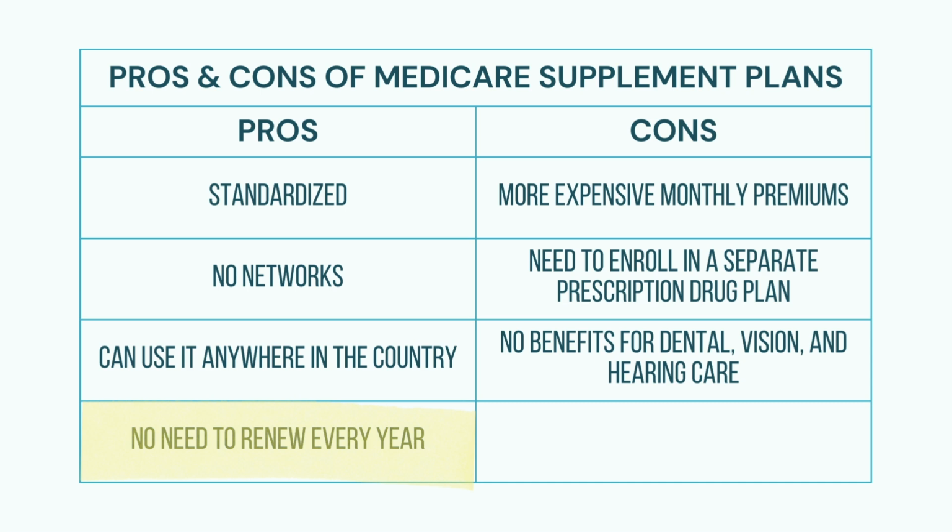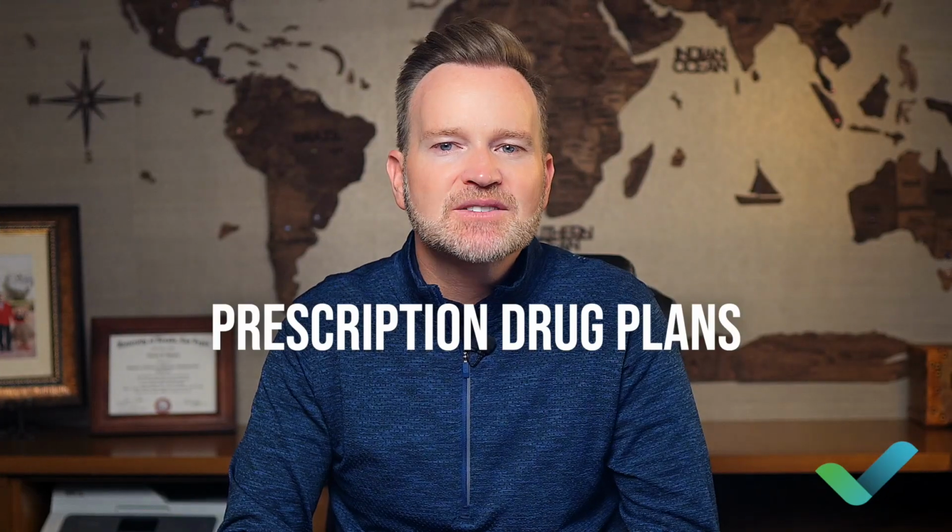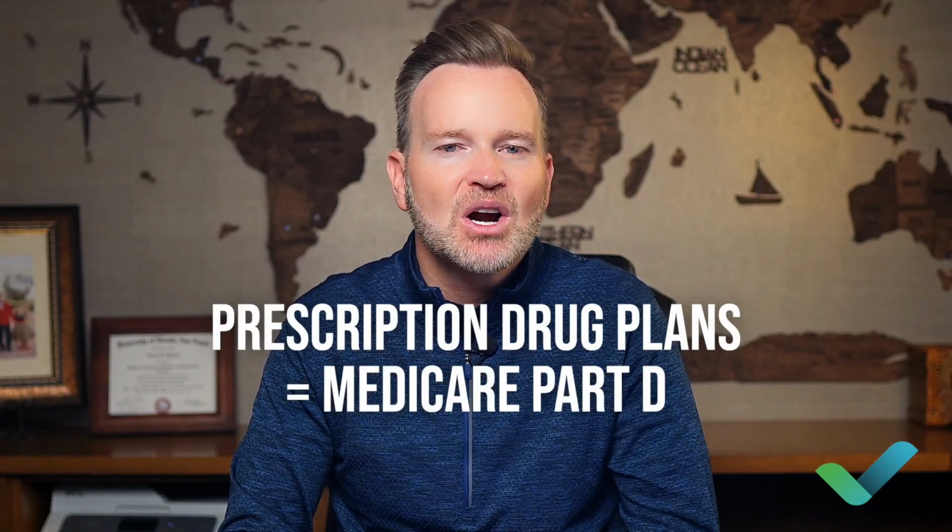As for the cons, Medicare supplement plans are typically more expensive than Medicare Advantage plans, especially on the monthly basis. You'll also have to enroll in a separate drug plan and maybe even a separate insurance plan to cover dental, vision, and hearing for you. Now, speaking of drug plans, one of the major cons of a Medicare supplement plan is that it doesn't have any prescription drug coverage included. And that's why if you're going down this route, you'll need to enroll in a separate prescription drug plan. These prescription drug plans are also known as Medicare Part D plans.